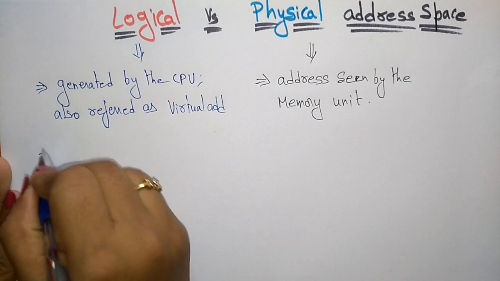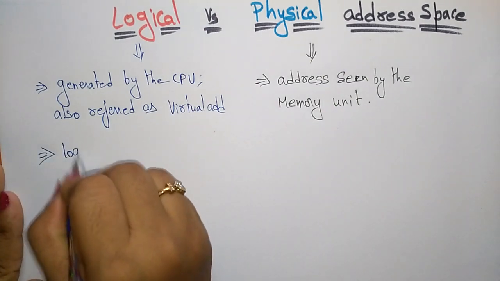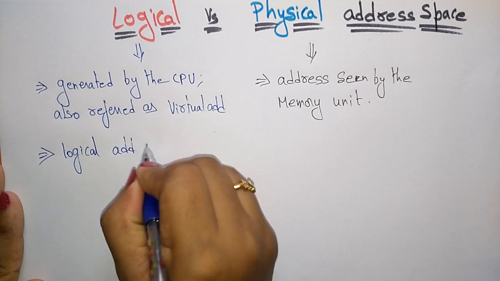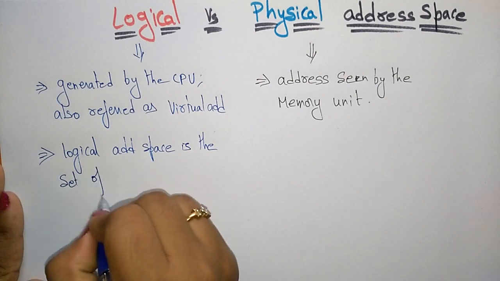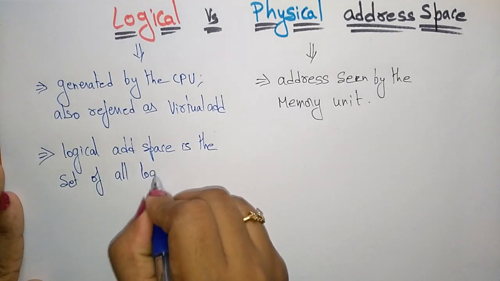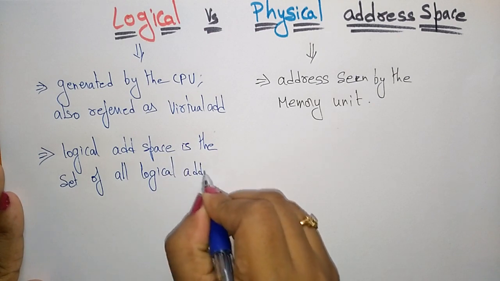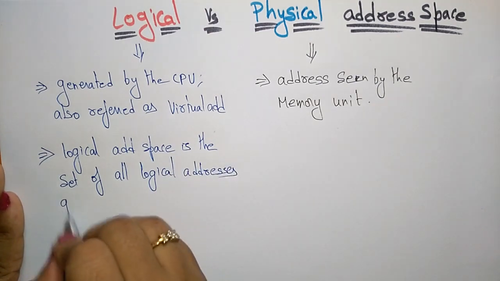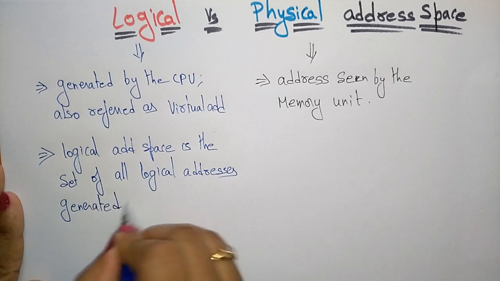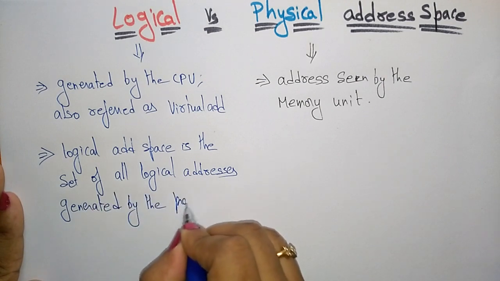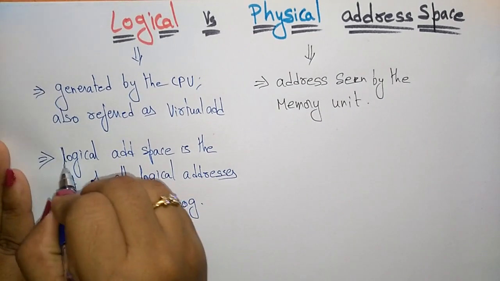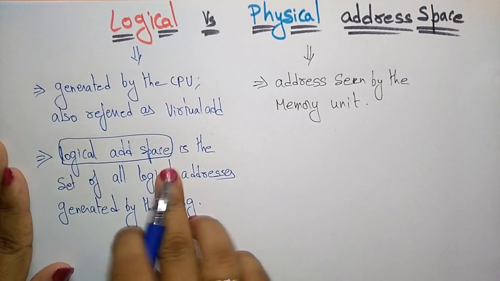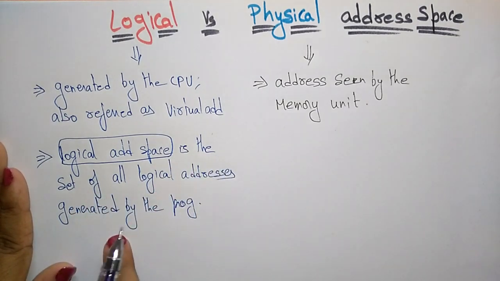And next, coming to the next point of logical address space. The logical address space is a set of all logical addresses generated by the program. So whatever program you have written, that program consists of a set of all logical addresses, and that you call the logical address space. The logical address space is a set of all logical addresses generated by the program.